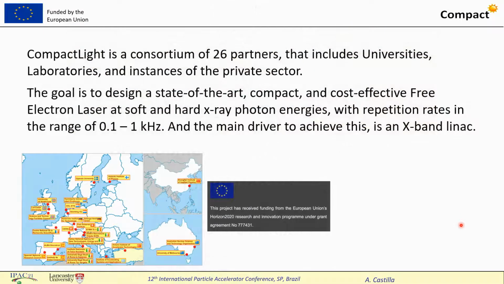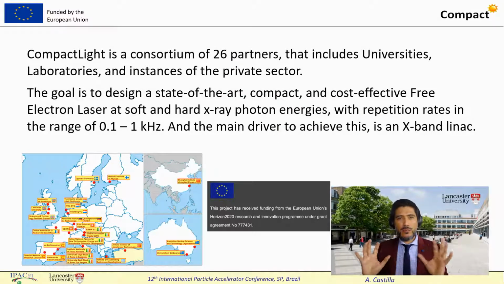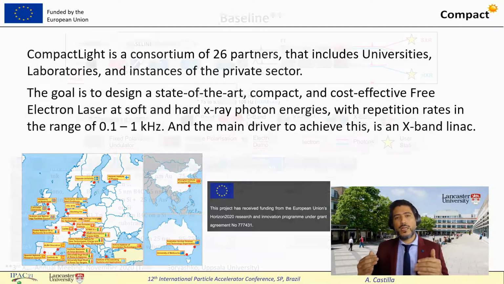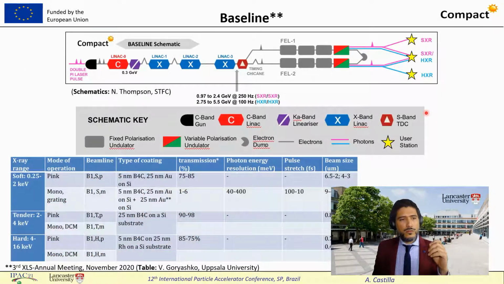Before jumping into the technical details, I would like to give a little bit of a background of what is CompactLight. CompactLight is a consortium of 26 partners that has as a goal to design state-of-the-art free electron lasers that are compact, cost-effective, and have capabilities of delivering both soft and hard X-rays to the users at different repetition rates up to 1 kHz. Let's take a look at the layout of the baseline for this machine.